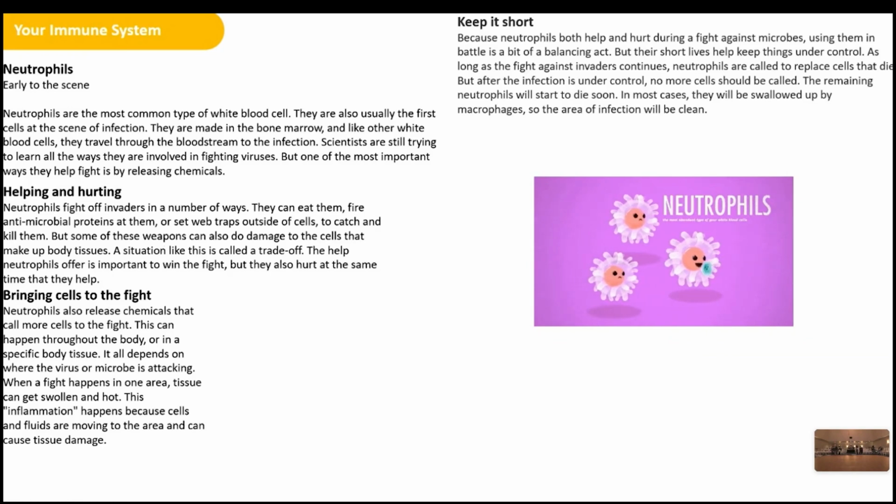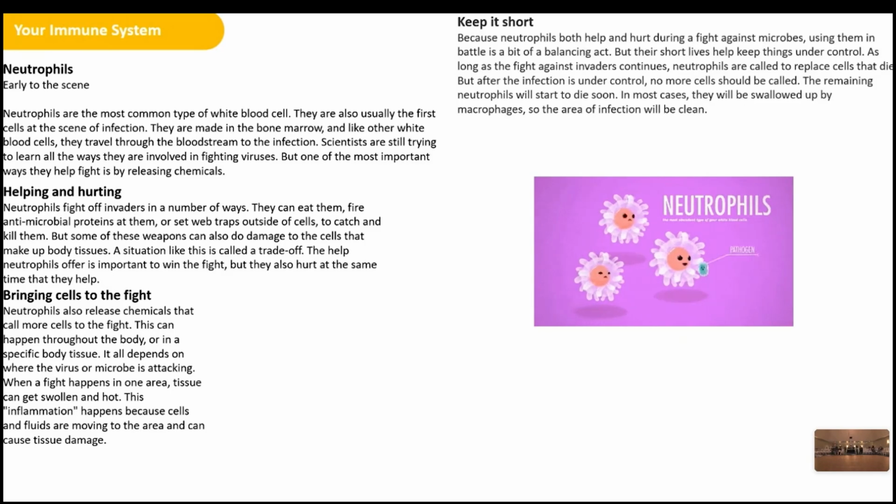It's really interesting how our immune system works. It's completely complex and quite astounding in itself. So definitely make sure that you give your immune system credit, because it's quite amazing, and it's working every day to protect you and others around you. But to keep it short, neutrophils both help and hurt during a fight against microbes, and it's a balancing act.